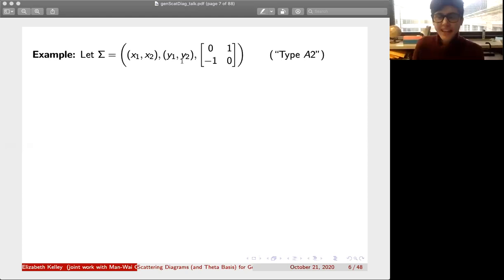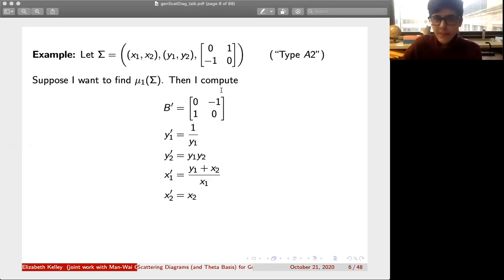Thank you. So the example that I want to show you is, if you know the Dynkin diagram classification for finite type cluster algebras, type A2. If you don't, that's fine. Those are just words. So here we're going to start with a seed where we have two variables, x1 and x2. We've got two coefficients, y1 and y2. And then our exchange matrix is just 0, 1, minus 1, 0. And let's suppose that I wanted to mutate in direction 1.